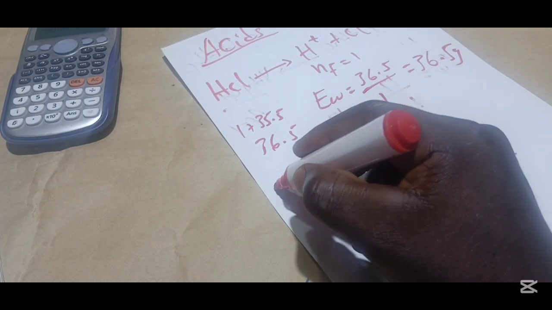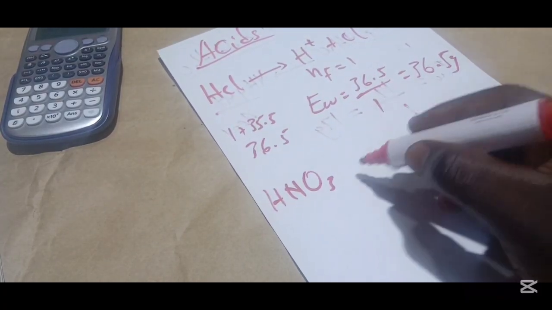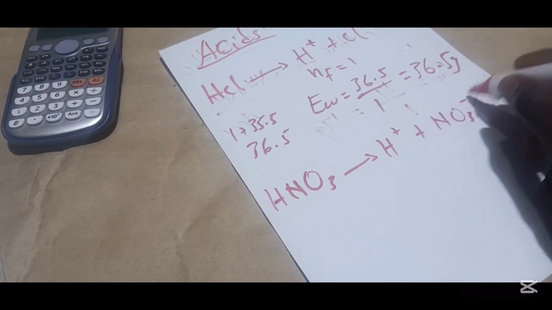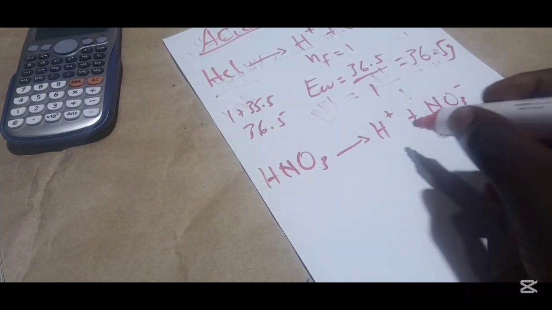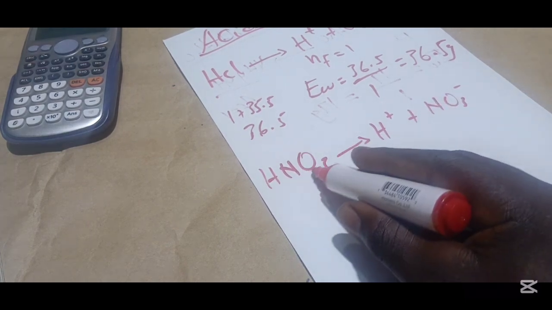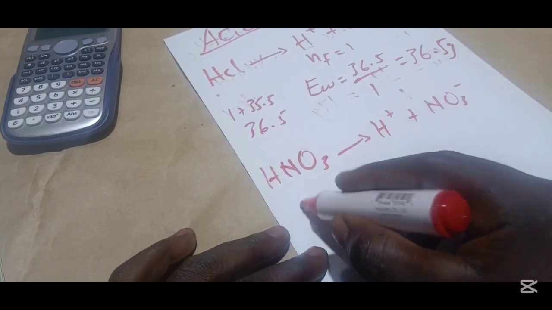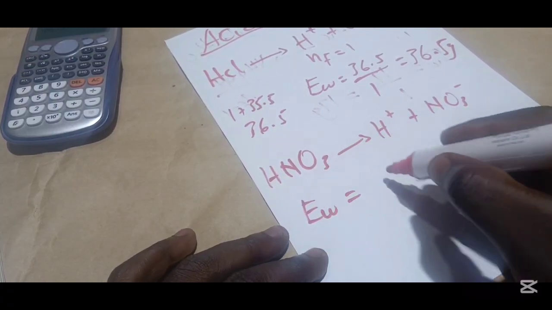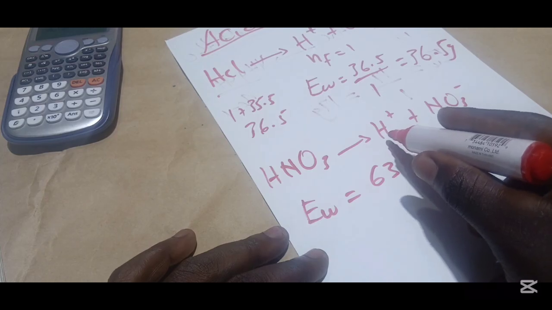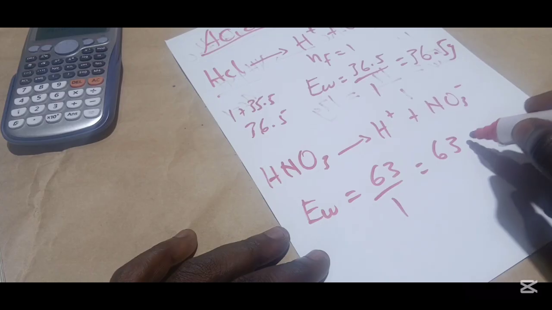So find the equivalent weight of HNO3. So we break this into H plus and NO3 minus. We have only one H plus here, so our N factor is 1. What's the molecular mass of HNO3? I've calculated all this here. So this is 63. So equivalent weight of HNO3 equals the molecular mass, which is 63, all over the N factor, which is the available H plus ion, that is 1. This is going to give us 63 grams.